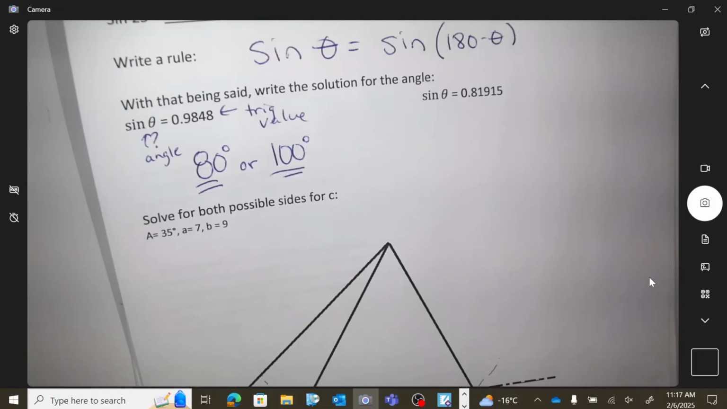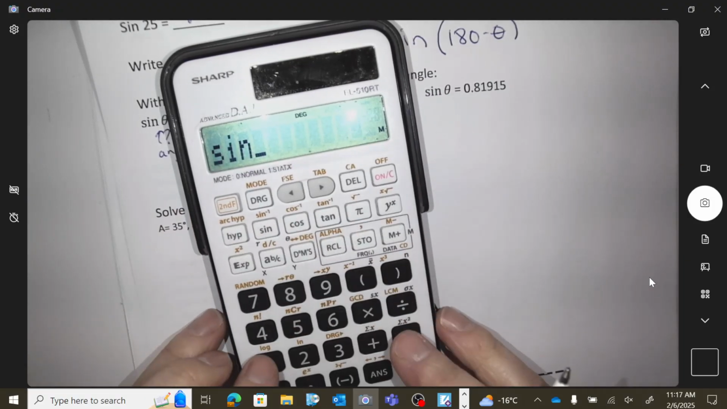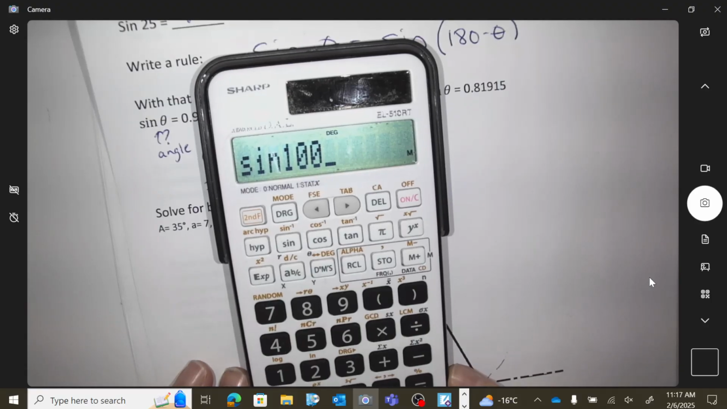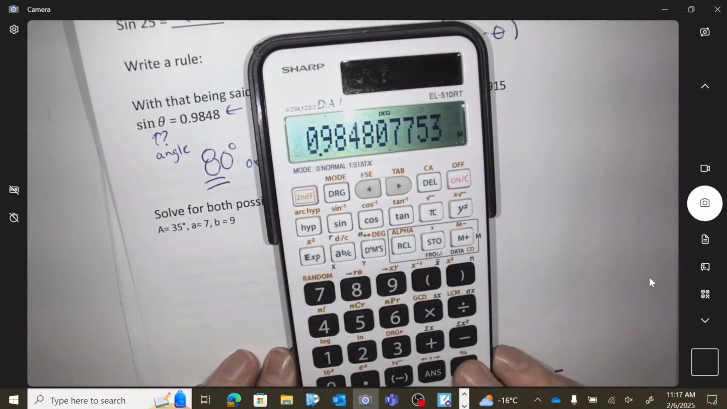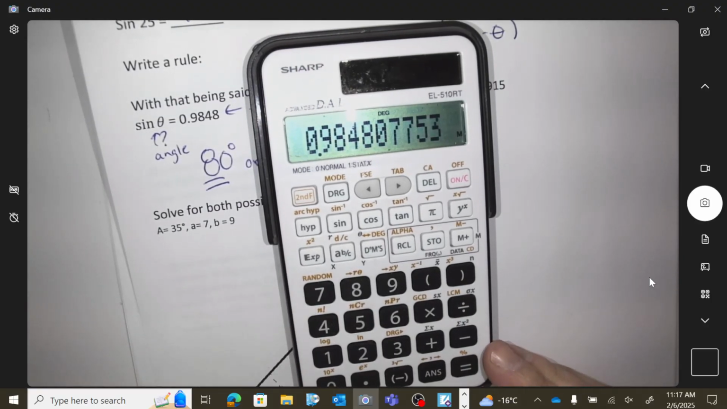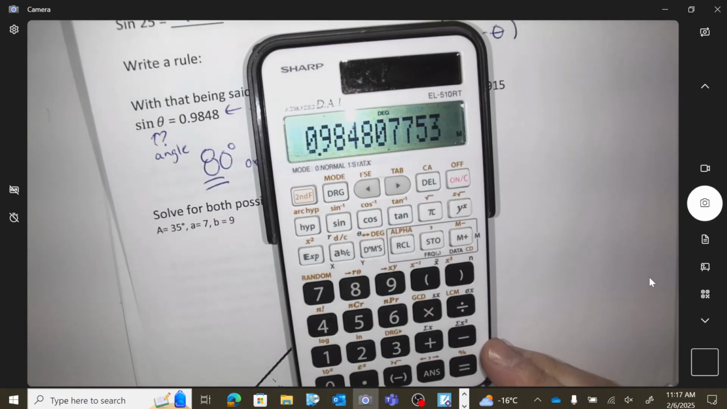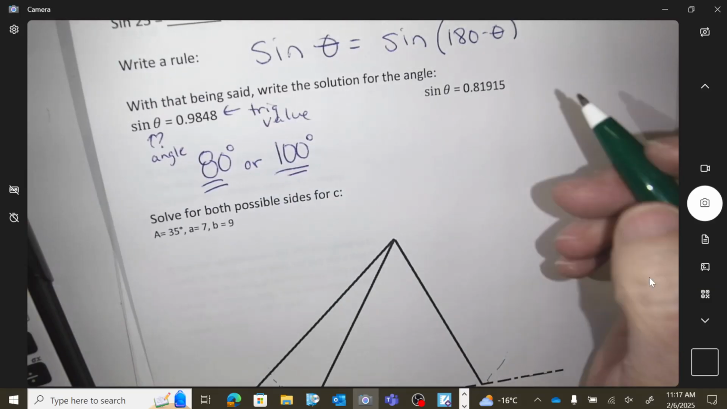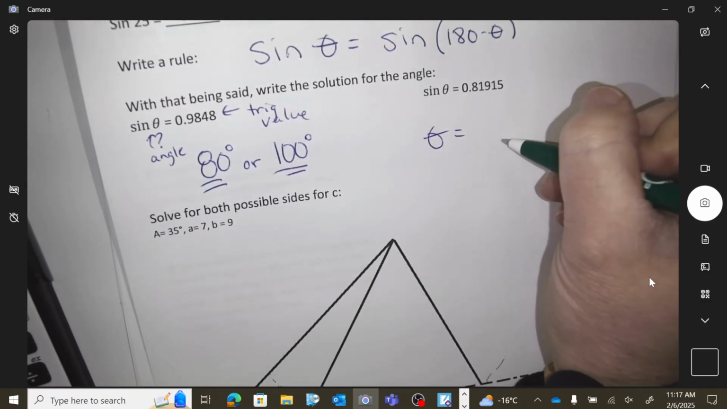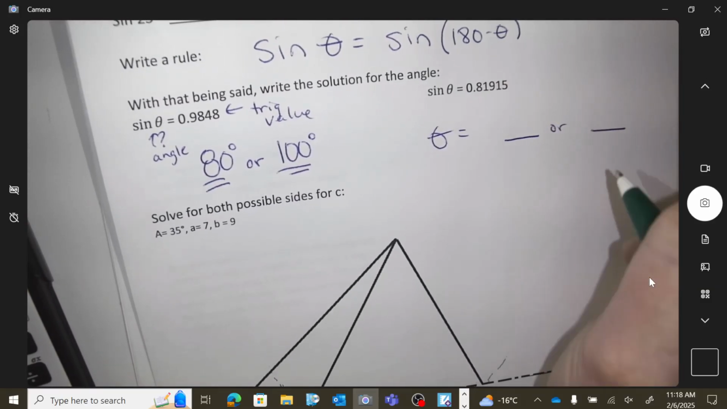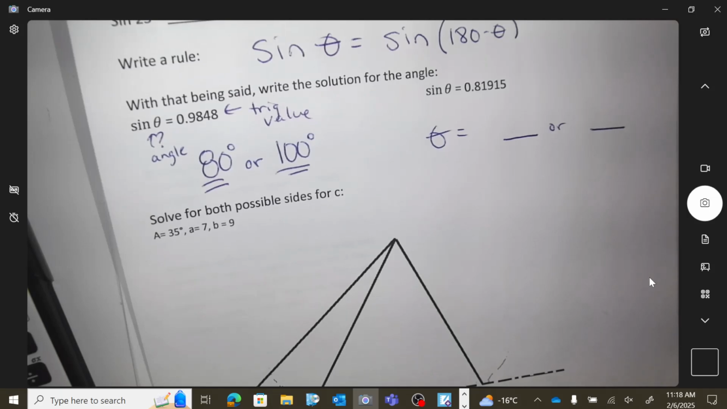Okay, do you want to test it? Go into your calculator and try, hey, what is the sine of 100? Yeah, it's the exact same thing as the sine of 80. So there's 2 answers, but your calculator never will do that for you. Now you kind of know, hey, there's going to be 2 answers to this. Your calculator won't give you 2 answers.